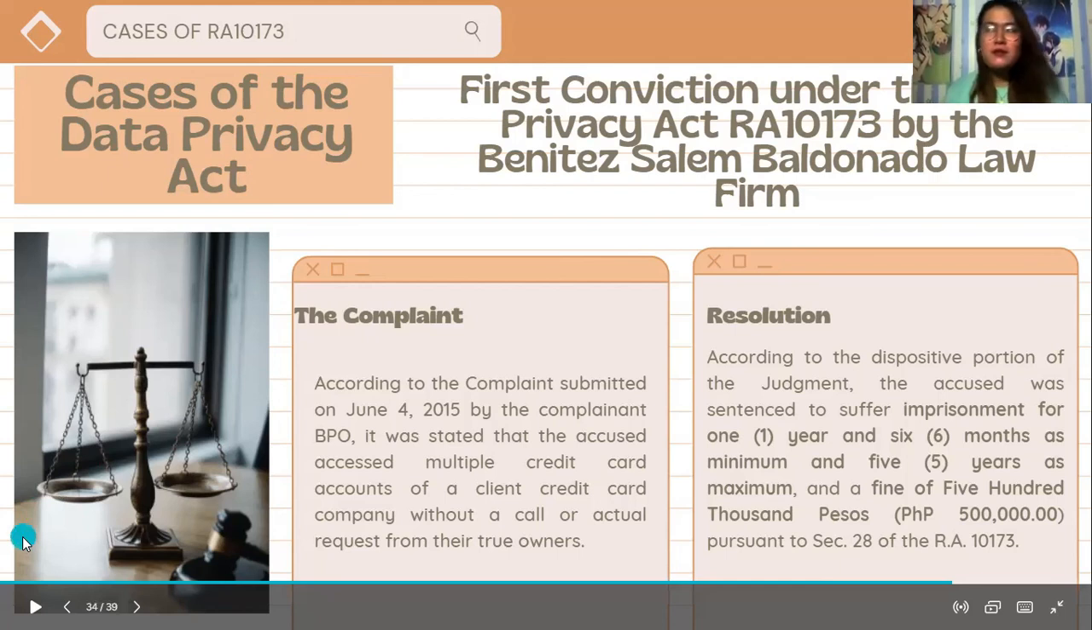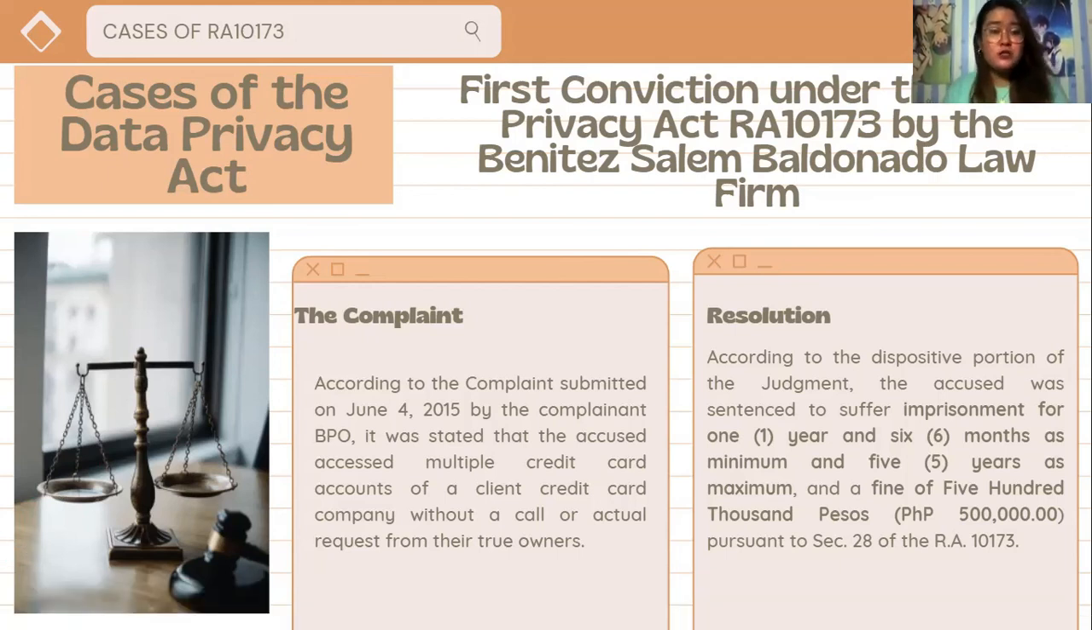Now, what about the resolution of this case? According to the discussion earlier by Ms. Concepcion about the offenses and penalties of RA 10173, this case falls under processing of personal information and sensitive personal information for unauthorized purposes. Next slide, please.